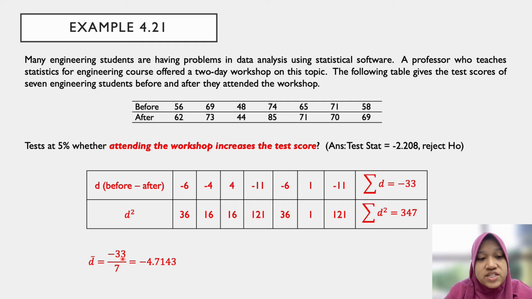Now we can calculate the value of d bar, which is given by negative 33 divided by 7. 7 is our n, so we get d bar equals negative 4.7143. And then we calculate the standard deviation of the difference, and we get the value of 5.6484.